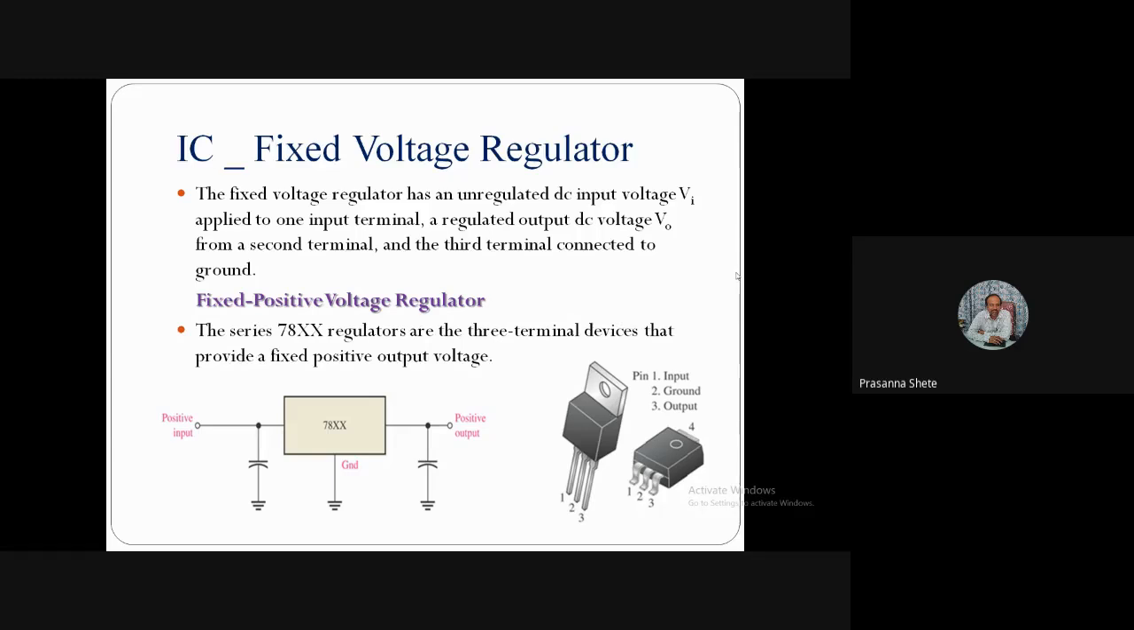And on the right hand side, you can see we have the actual schematic of that IC 78XX, where we have pin number 1, pin number 2, and pin number 3. And of course, we have pin number 1 as input, pin number 2 as ground, and pin number 3 as output. In different packages, we can get these 78XX regulators.